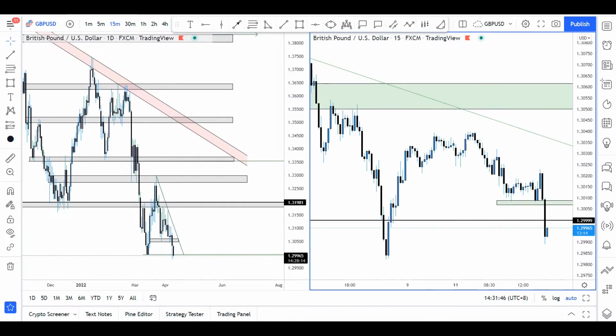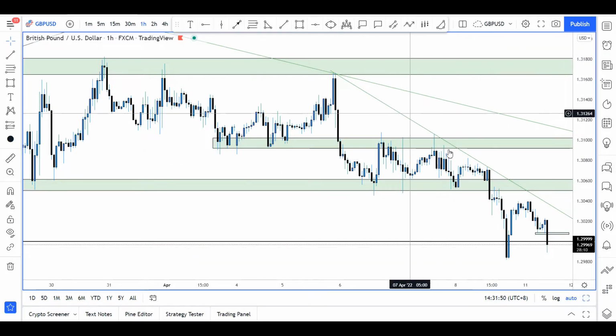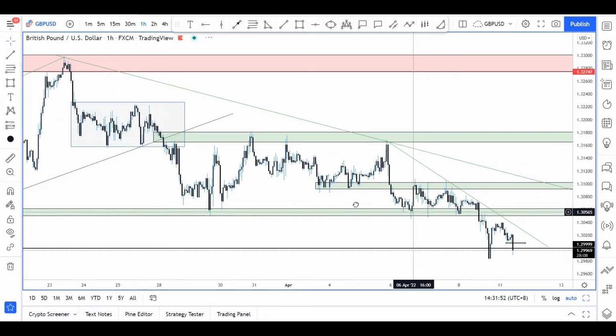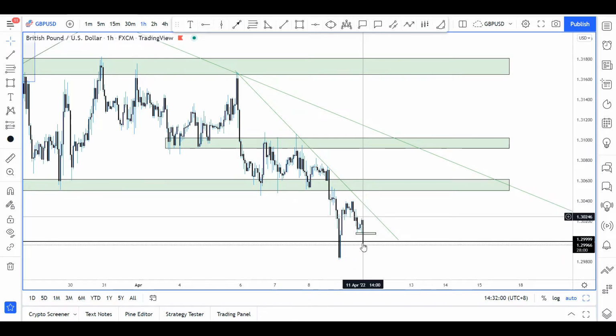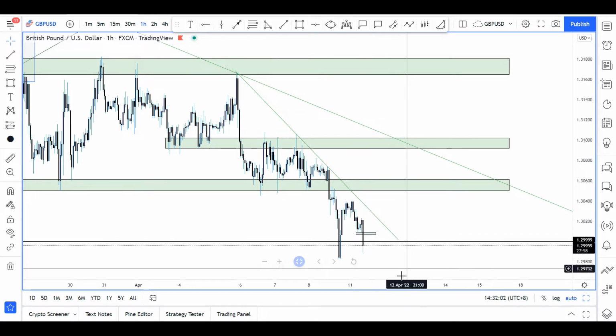So what am I anticipating? Going to the 1 hour time frame, let's make this big. Over here on the 1 hour time frame, what I anticipated on Sunday when I made this analysis was price to come touch this trend line one more time before this drop. And you can see we're having this drop, but it's yet to be London session.